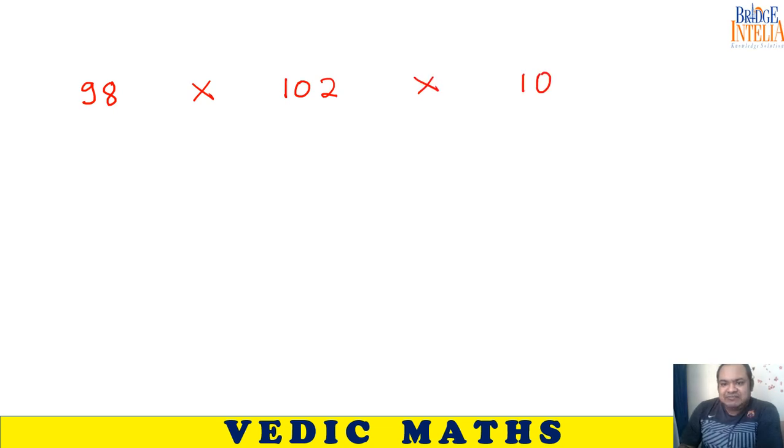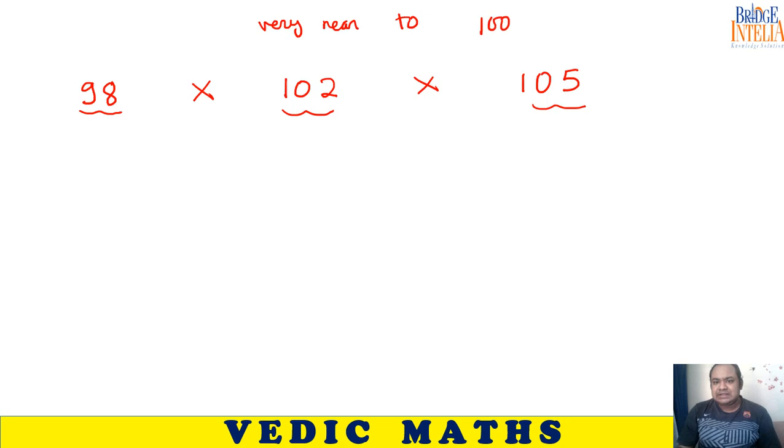So what is this trick about? Suppose three numbers: 98 multiplied by 102 multiplied by 105. Just by looking at these three numbers, you can immediately conclude that all these three numbers are very near to 100, and 100 is a base number.